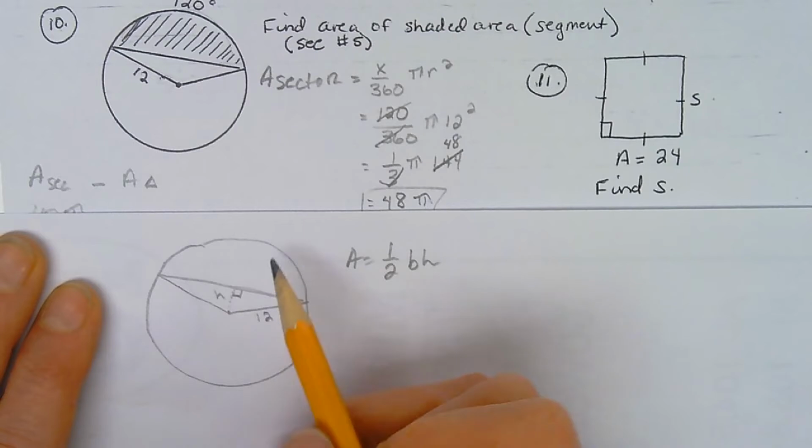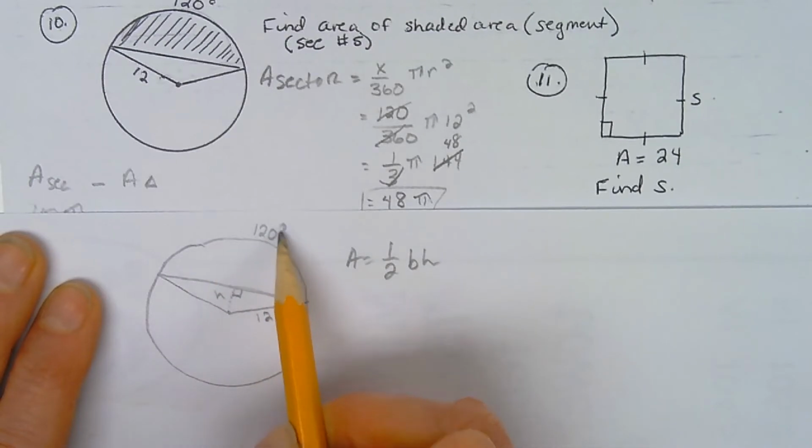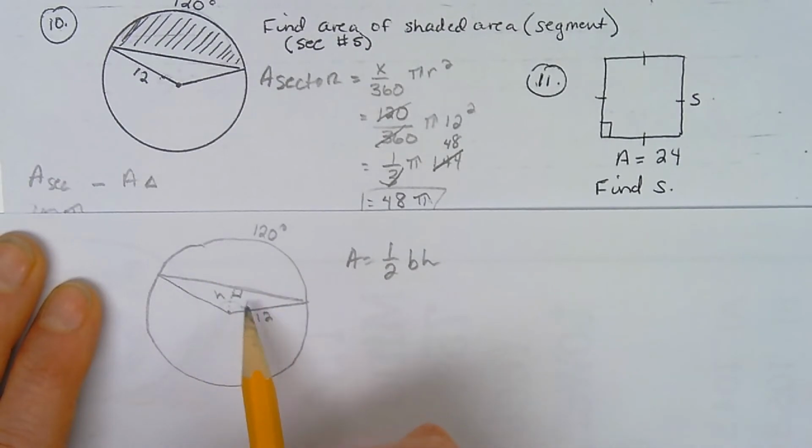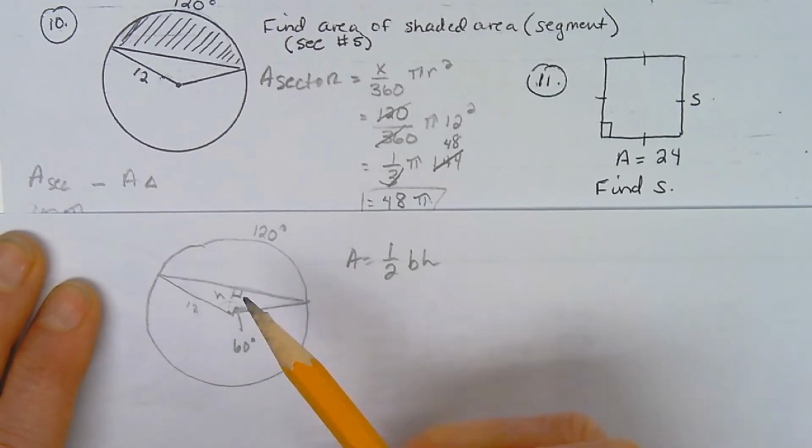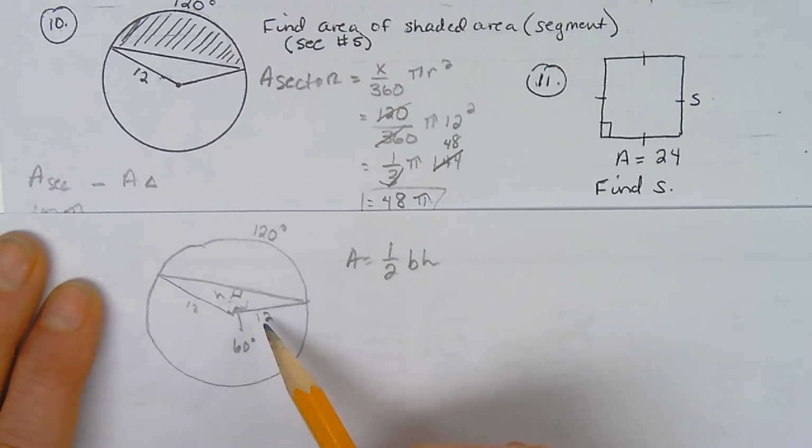But because this is 120 degrees, this whole angle is also 120 degrees because it's a central angle. And if you drop a perpendicular from this vertex, it's going to bisect this angle. So this angle right here is 60 degrees. What does that mean? It means that this half of the triangle is a 30, 60, 90 degree triangle. Now remember, when you have a 30, 60, 90 degree triangle and you're given the length of one of the sides, you can find the other two sides.